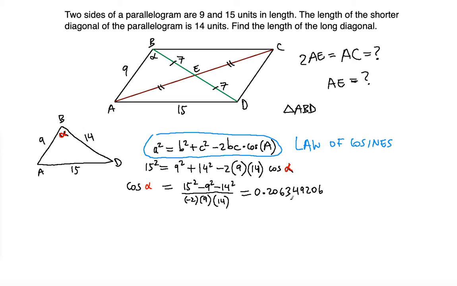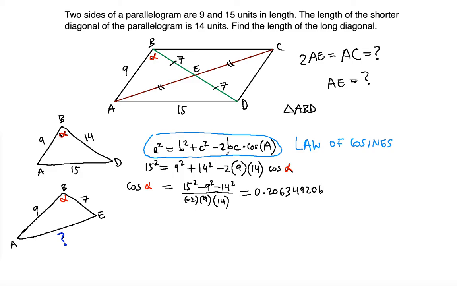So we already found the cosine of alpha. Now we can set up the second equation using the law of cosines. This time the only thing that's going to change is that instead of 14, it's going to be 7, because we're dealing with a smaller triangle now, triangle ABE. There's this alpha again, which will be here. We know this side is 7, BE. We know this is 9, AB. And AE is the missing side that we need to find.